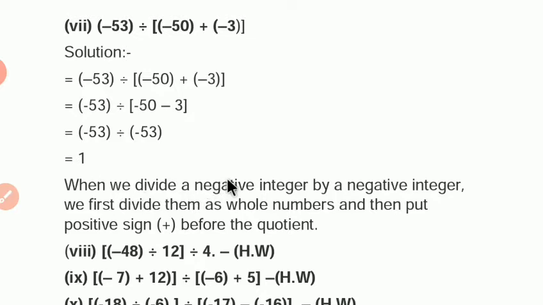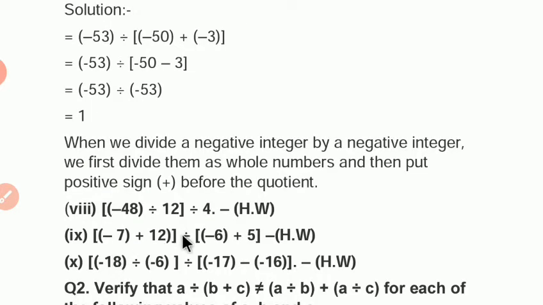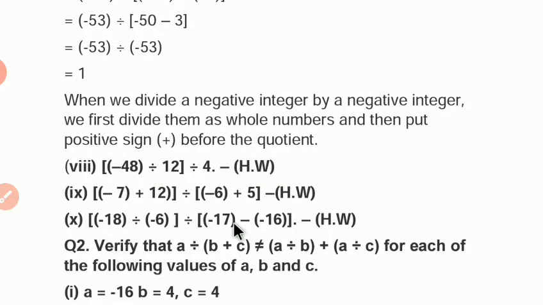Or we can say that when we divide a negative integer by a negative integer, we'll first divide them as whole numbers. It means first we'll divide 53 by 53. After dividing, we have to put the positive sign before the quotient as minus is cancelled by the minus of denominator. So question number 8, 9th and 10th, it's your homework.